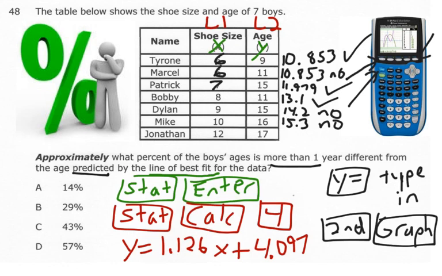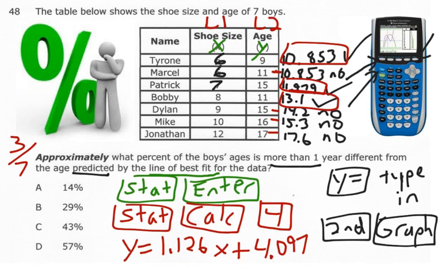And then our last one, scroll down to 12 in your X column, and we get 17.6. So that's only 0.6 away from 17, so that's going to be a no. So how many were more than 1 away? Well, there's 1, there's 2, there's 3, out of how many? 4, 5, 6, 7. So 3 out of 7 is what we're looking for.